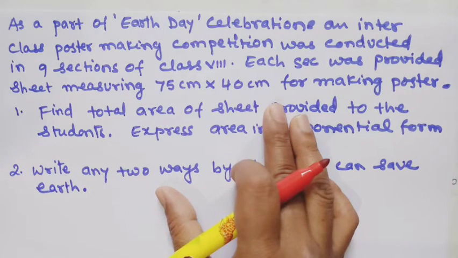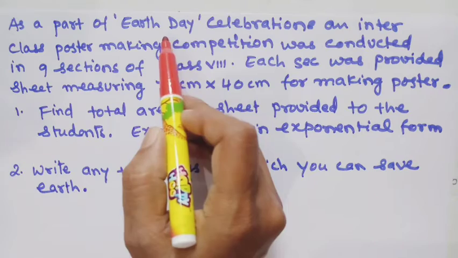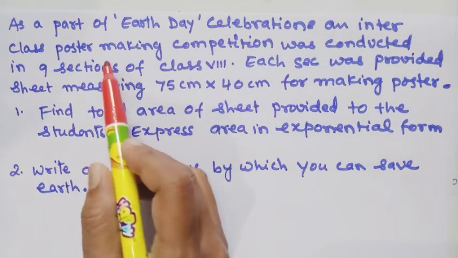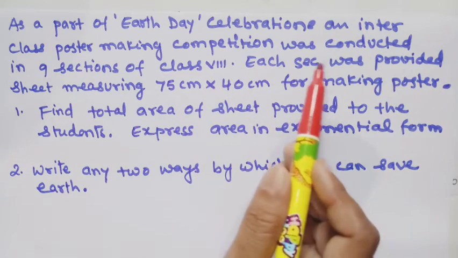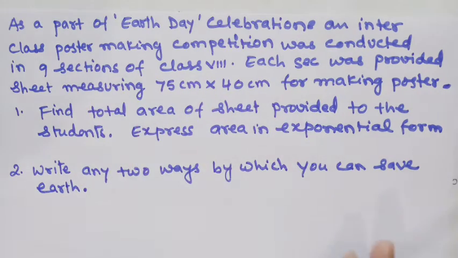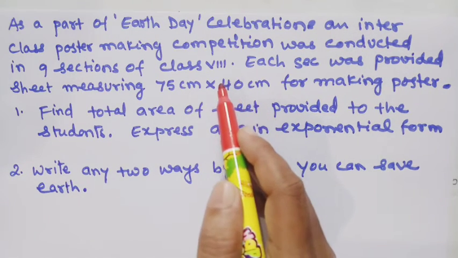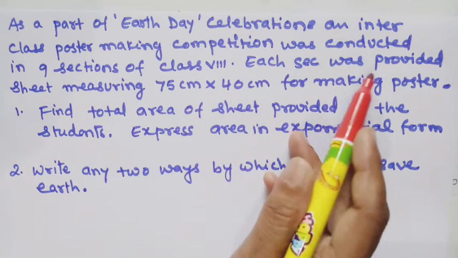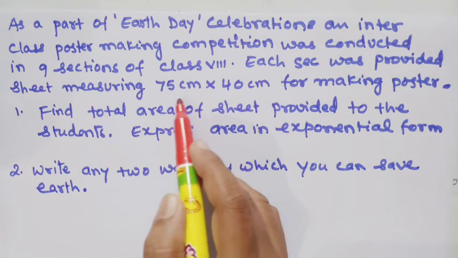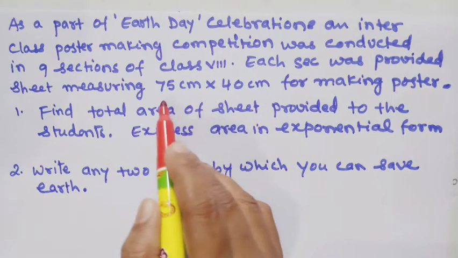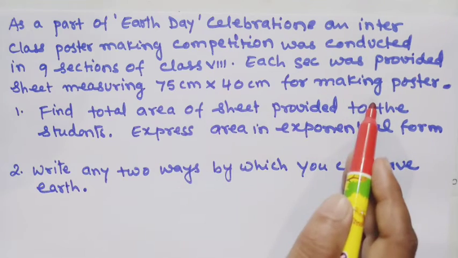Children, now let us read this question. As a part of Earth Day celebrations, an inter-class poster making competition was conducted in 9 sections of class 8. I hope you all will agree that these type of competitions are often conducted in the schools, and you might also have gone through this. Each section was provided a sheet measuring 75 centimeter into 40 centimeter. So every class received this much sheet for making the poster.